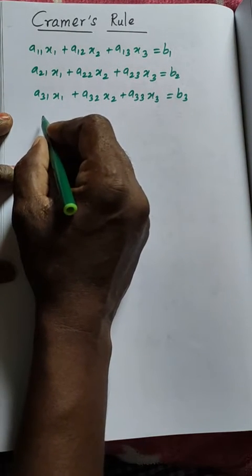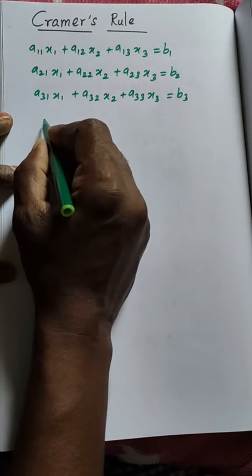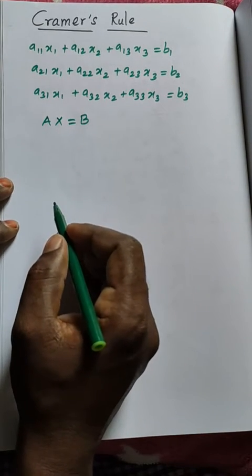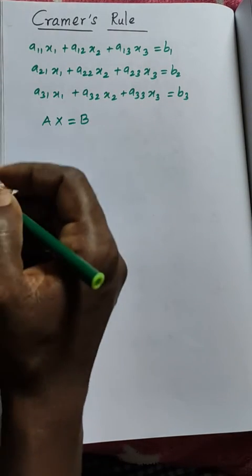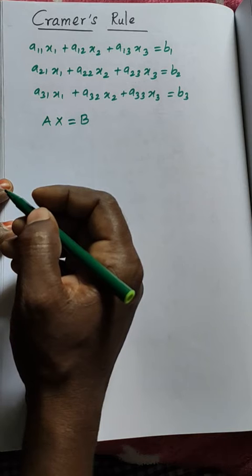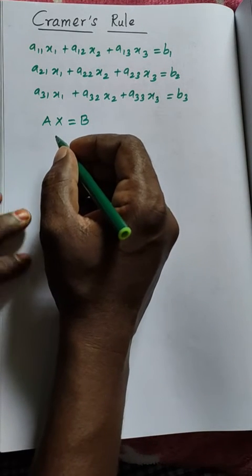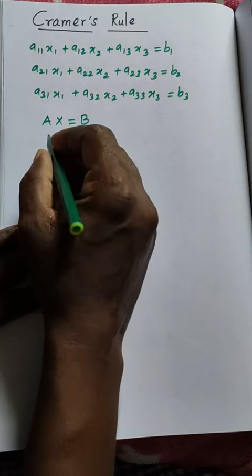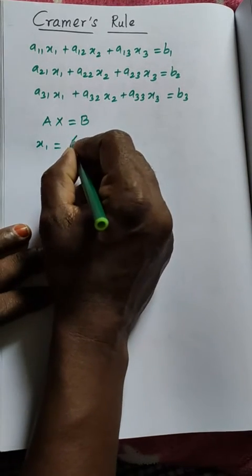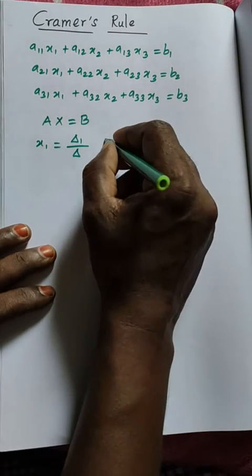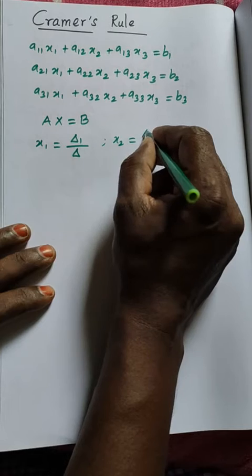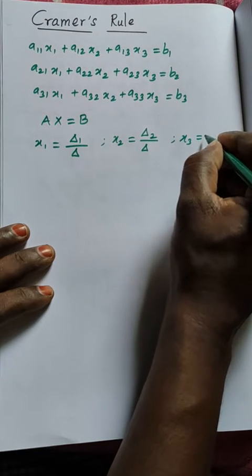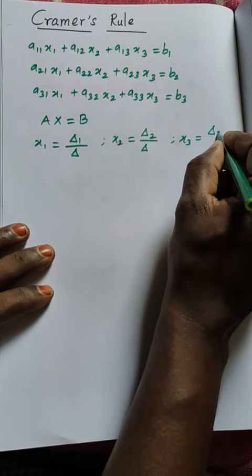Then consider the system of linear equations in the matrix equation form AX is equal to B. If the system of equations is this, then the Cramer's rule for solving this linear equation is x1 is equal to delta 1 by delta, x2 is equal to delta 2 by delta, and x3 is equal to delta 3 by delta.